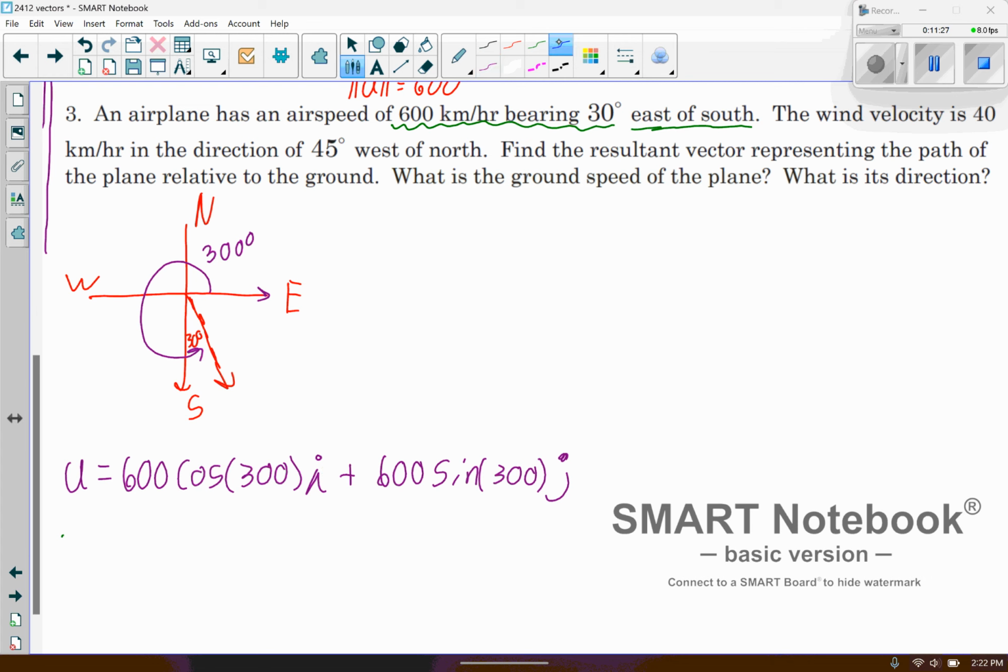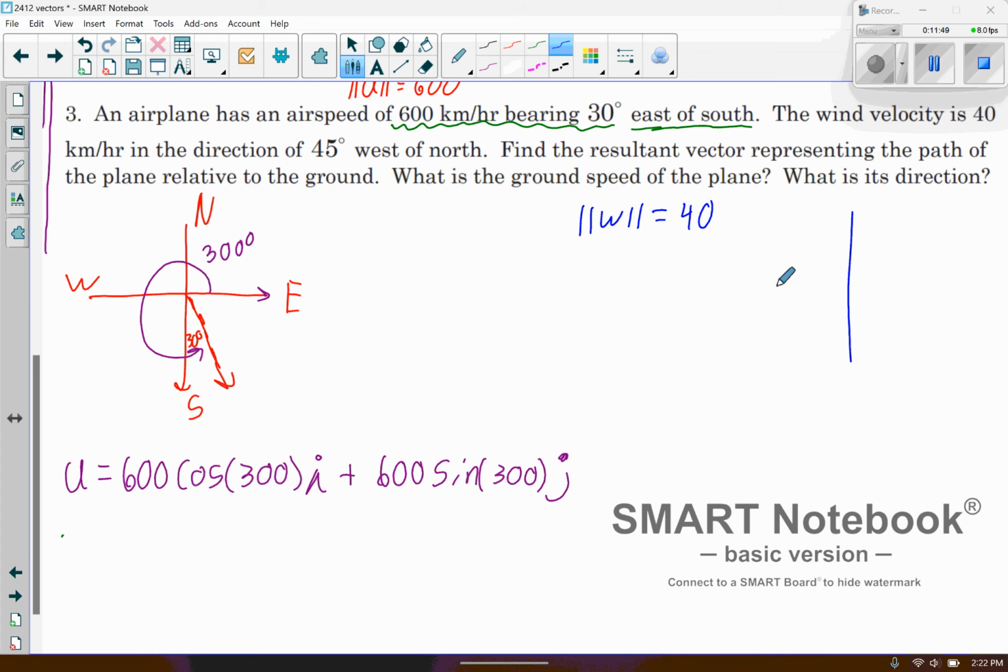Okay, so our wind, we'll call that vector W, I guess. My velocity of the wind is 40, so that's going to be my magnitude. And then the angle direction is 45 degrees west of north.